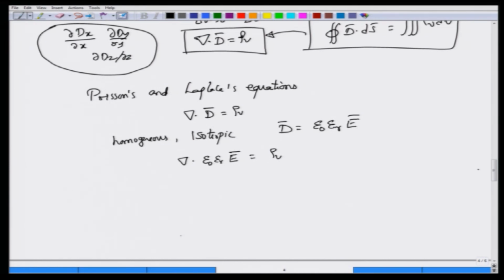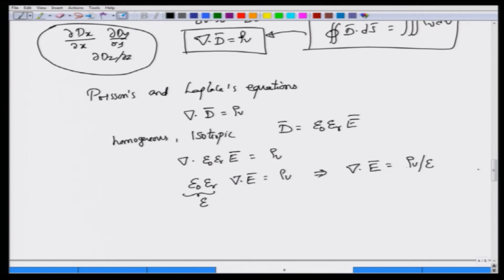Epsilon 0 is just a number, it can also come out of the integral. So, what this becomes is epsilon 0 epsilon r del dot E is equal to rho v. Let me call this product epsilon 0 into epsilon r as some epsilon. Then what I get is del dot E is equal to rho v by epsilon.